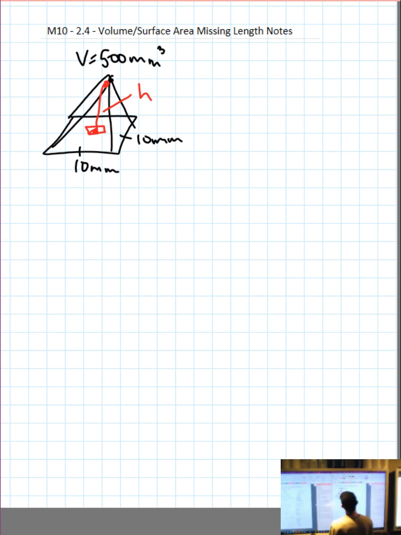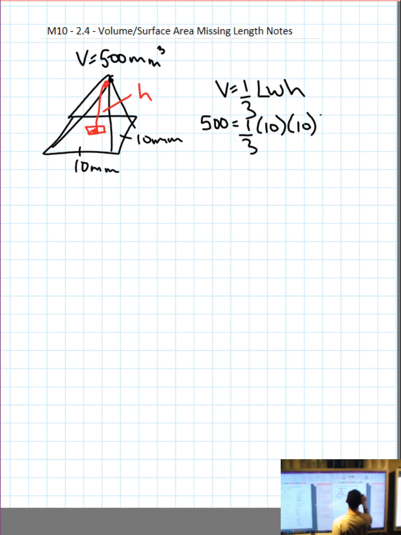And now we write the formula down. V equals 1/3 area of the base, length times width times height. And this time we substitute for both sides. So we have the volume, so we're going to put in 500 for V. Then we're going to write 1/3, and we're going to do the length and the width and the height.